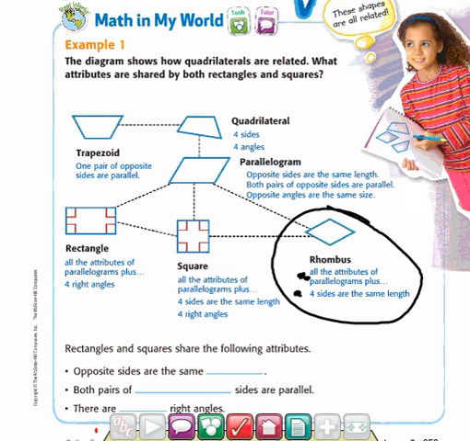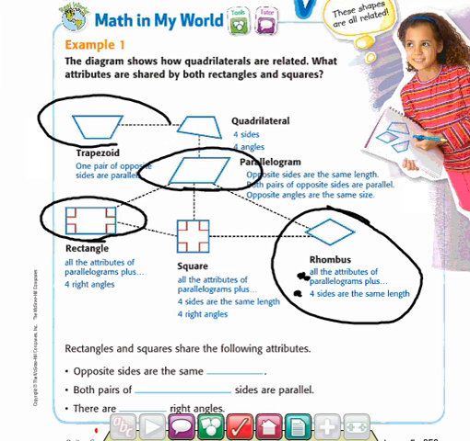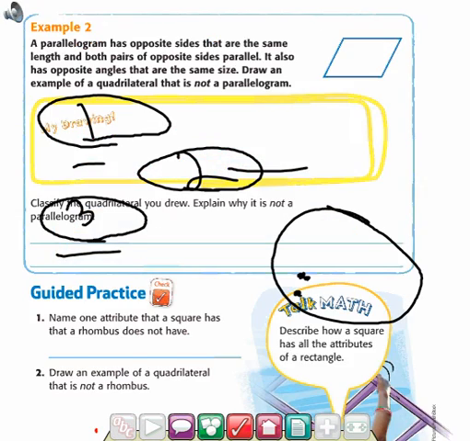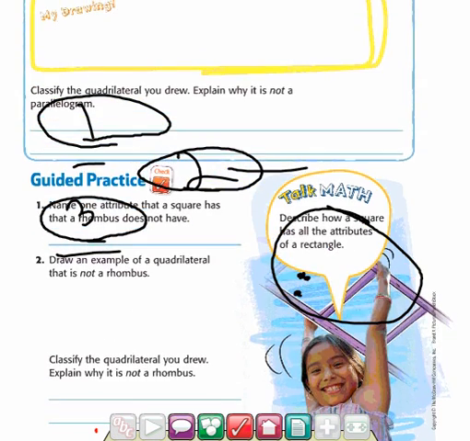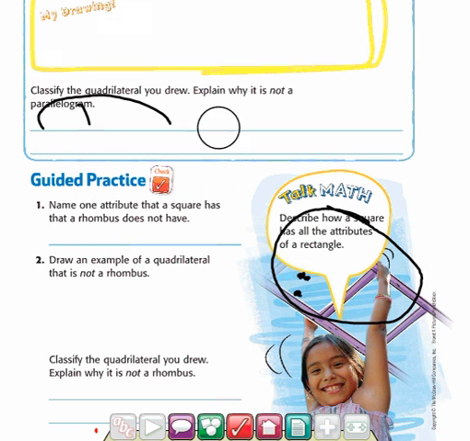My suggestion is again, let's just look over and see what doesn't have four sides the same length. Well, we know that a rectangle doesn't have four sides the same length. We know that some parallelograms do not have four sides the same length. And we know that trapezoids do not have four sides the same length. So you're going to take one of these shapes, either the trapezoid, the parallelogram, or the rectangle, and you're going to draw that in for number 2. Pick which one you want. I'll leave it up to you.